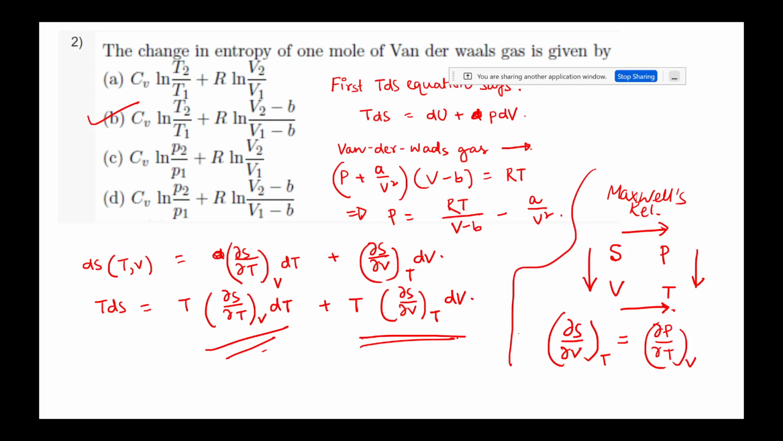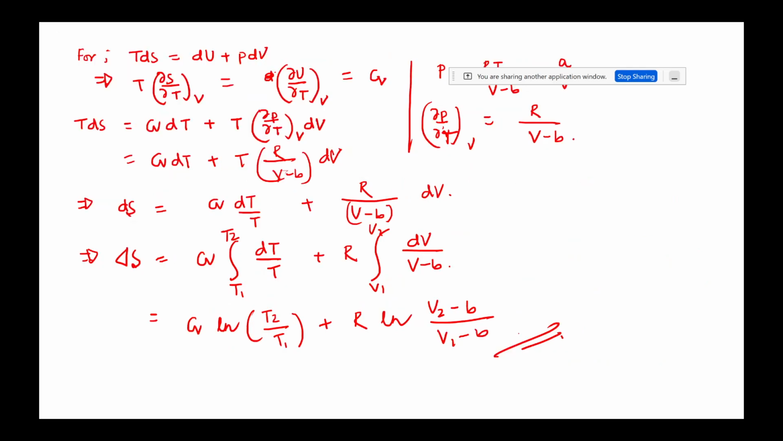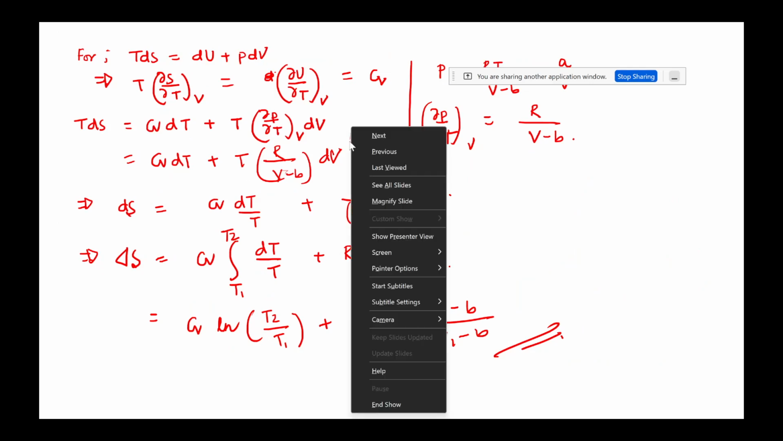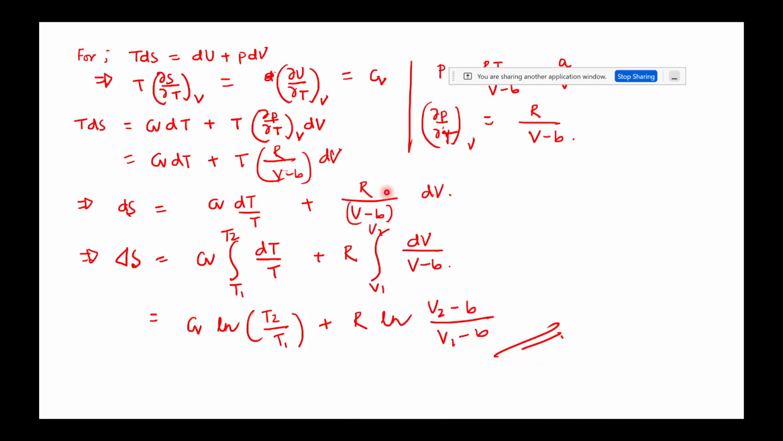So I have substituted that for del S del T at constant V. We have used a different method. Since V is constant, PdV will be 0. So that's why T del S del T at constant V will be CV, and we have used that here, and after integration we have got this expression.